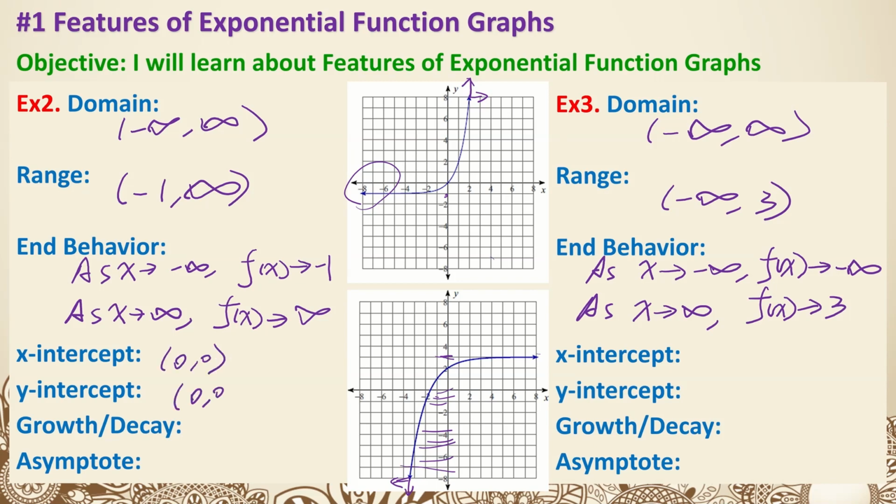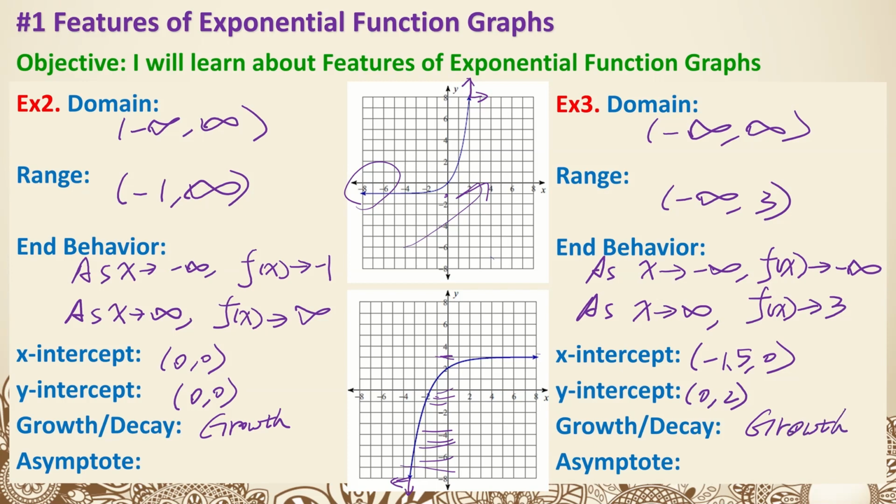Y-intercept is also 0, 0. And on the second graph, x-intercept is, well, we can actually do an approximation. It probably looks like a -1.5, comma 0. It's an estimation. Y-intercept is at 0, 2. Growth and decay, the first one, well, going to the right is actually going up, right? So it's growth. And the second graph is also growing, it's just growing slower, but it's still growing.